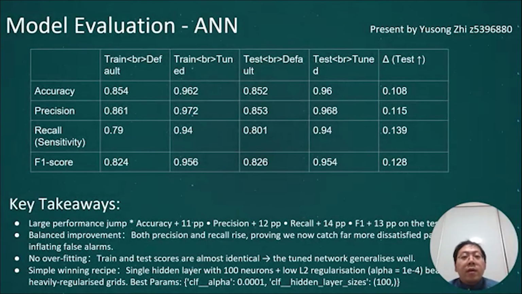And ANN soars from 85% to 96% accuracy, and F1 from 0.83 to 0.95. Precision and recall both jump over 10 percentage points, and the train and test gap stays under 0.3 percentage points. Stronger generalization comes from the 100-neuron layer.